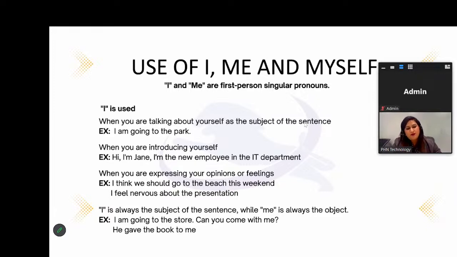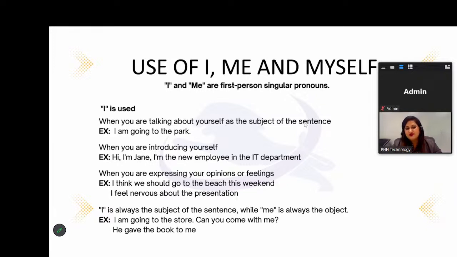When you're expressing your opinions or feelings, for example, I think we should go to the beach this weekend. I feel nervous about the presentation. So when you are trying to explain something about yourself to others, you say, yes, I feel we should go to this place, or I feel I should do MBA, or I feel I should do engineering. So you're talking about yourself. You say, I am nervous, I am depressed, I am not understanding this. So this is when you're trying to talk about yourself. Okay, so that is also when I is used.